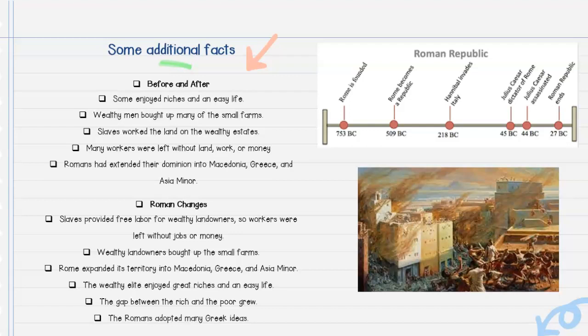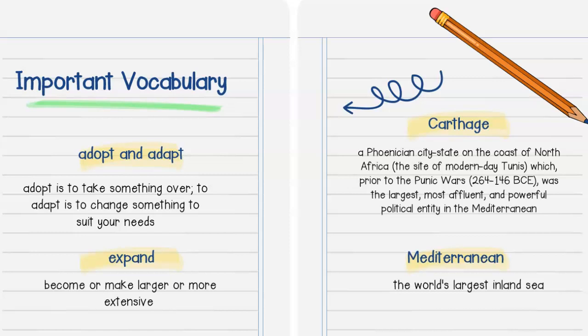So that Romans adopted many Greek ideas, that's that idea of diffusion, right? Cultural diffusion, that exchanging of ideas. Important vocabulary: adopt and adapt. Adopt is to take something over. To adapt is to change something to suit your needs. Expand means to become or make larger or more extensive.